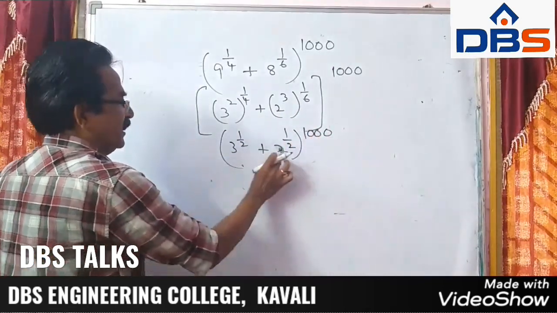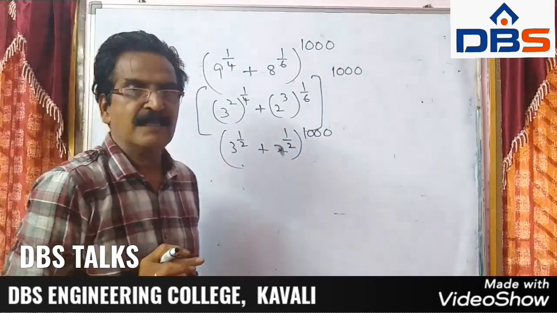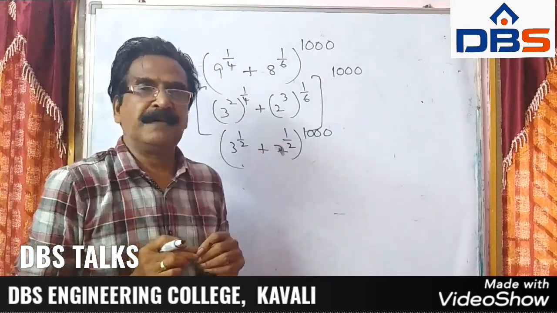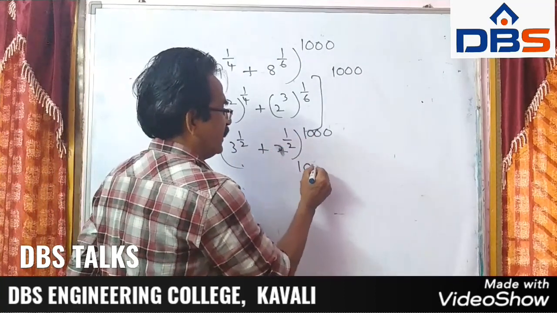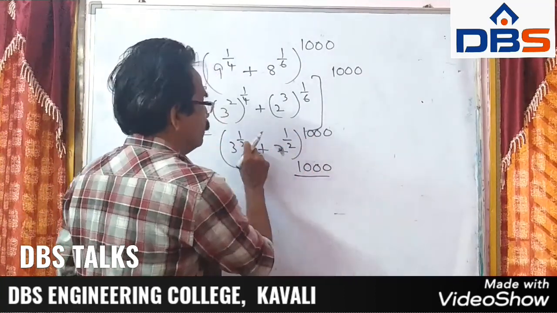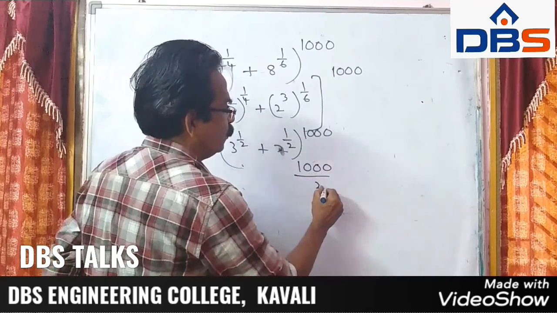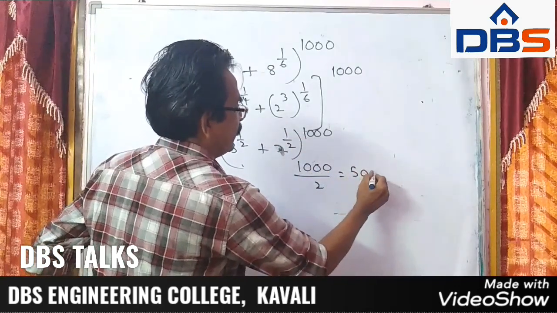Now 3 and 2 are prime numbers. You have to divide the 1000 by the LCM of 2 and 2. LCM of 2 and 2 is 2. That is equal to 500.